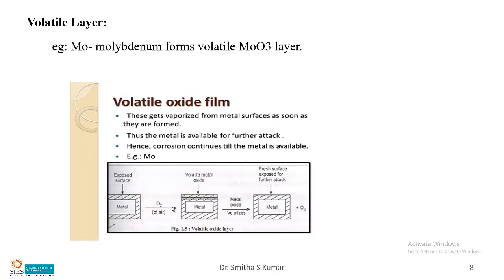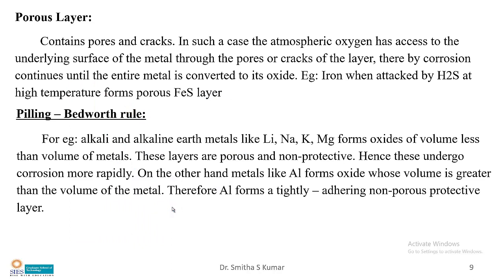The third is the volatile oxide layer. Such oxide layer volatilizes as soon as it is formed, thereby leaving the underlying metal surface exposed for further attack. This causes rapid and continuous corrosion. Example, molybdenum oxide is volatile, hence molybdenum undergoes excessive corrosion.